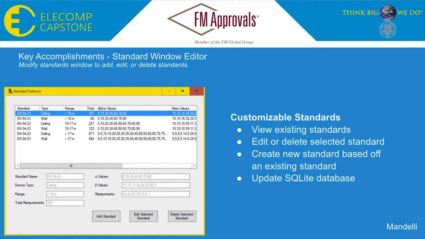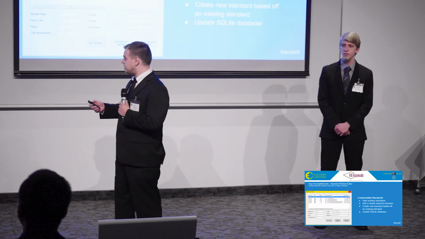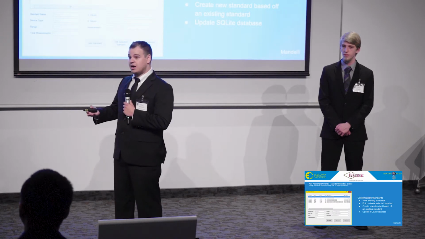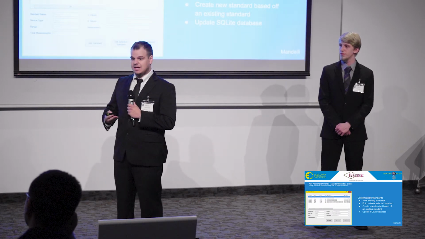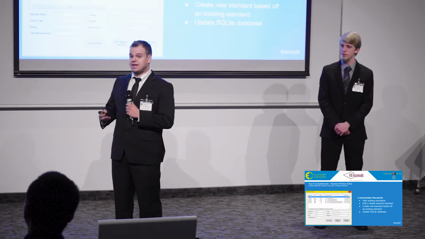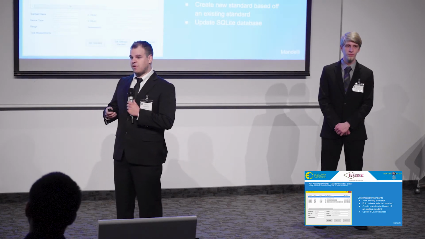Now, looking back into the GUI, if the user wanted to, say, modify the standards that were already there, they would click the Modify Standards button, and this new window would appear. From here, the user can simply select from the list of standards if they want, add on to it or edit it, as well as delete it entirely. The user can also create a new standard from scratch, and all of this gets updated to the database directly. That way the user can use the standard right away.